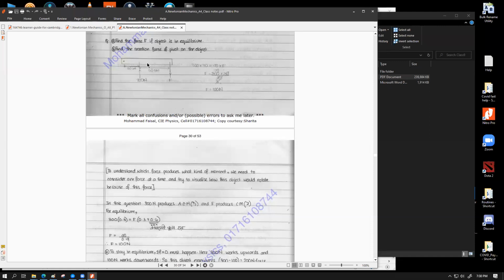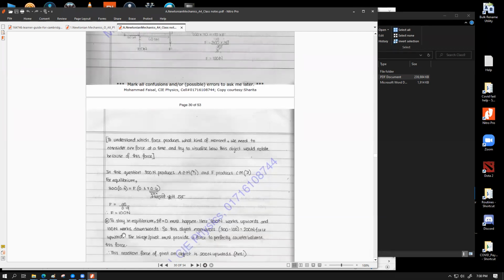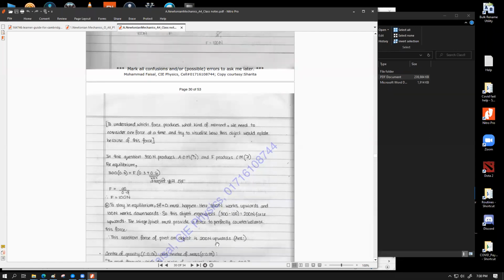Simple. এই অবজেক্টটাকে ইকুইলিব্রিয়ামে রাখার জন্য অ্যাডিশনাল যতটুকু ফোর্স লাগবে পিভট ওই ফোর্সটুকু প্রোভাইড করবে। So have a look at this statement. To stay in equilibrium, resultant force equals to 0 must happen. Here 300 Newton works upwards and 100 Newton works downwards, so this object experiences a 200 Newton force upwards because of these two forces. The hinge or the pivot must provide a force to perfectly counterbalance this force. So the reaction force of the pivot on the object is 200 Newton upwards.